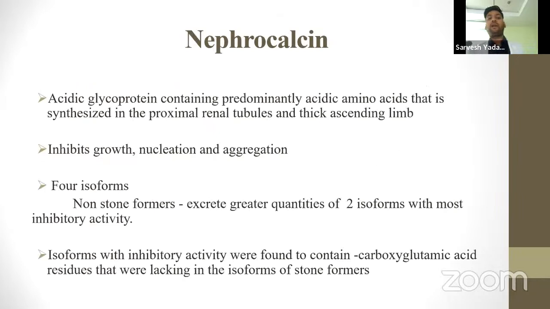Nephrocalcin. Nephrocalcin is an acidic glycoprotein containing predominantly acidic amino acids that is synthesized in the proximal renal tubule and thick ascending limb. It inhibits growth, nucleation, and aggregation. It is formed in 4 isomers. Non-stone formers excrete greater quantities of 2 isoforms with the most inhibitory activity. Isoforms with inhibitory activity were found to contain carboxyglutamic acid residues that were lacking in the isoforms of stone formers.